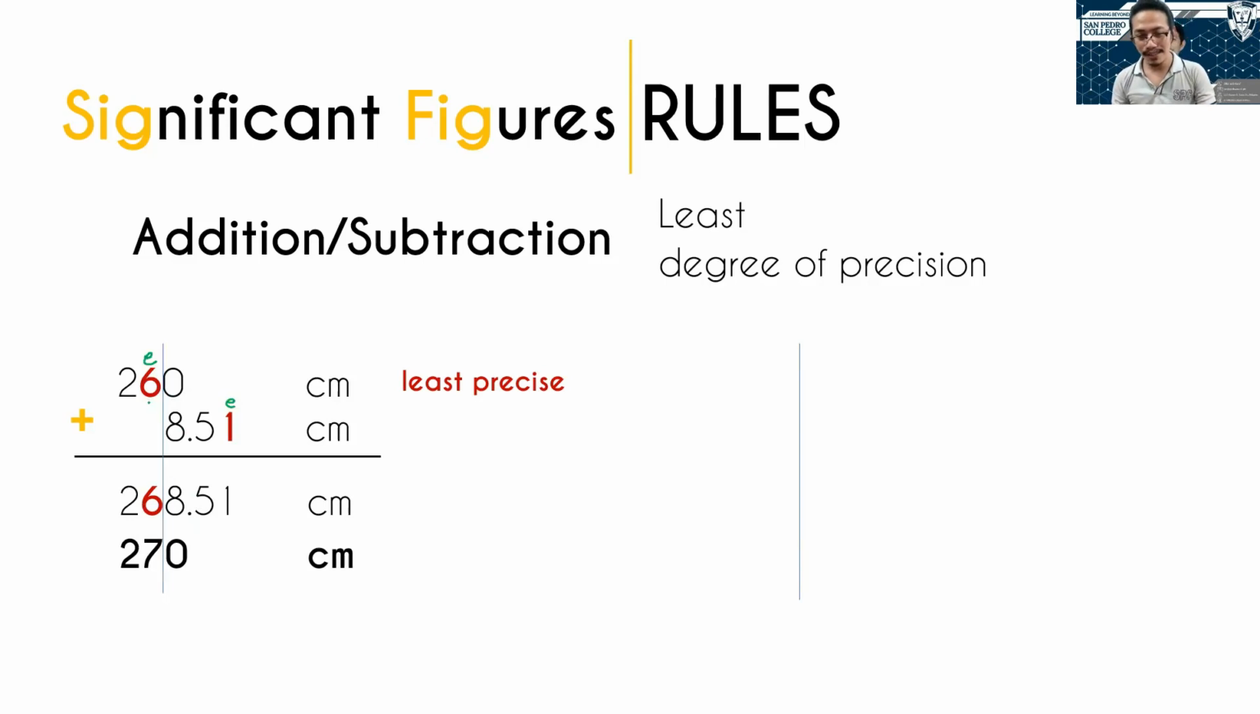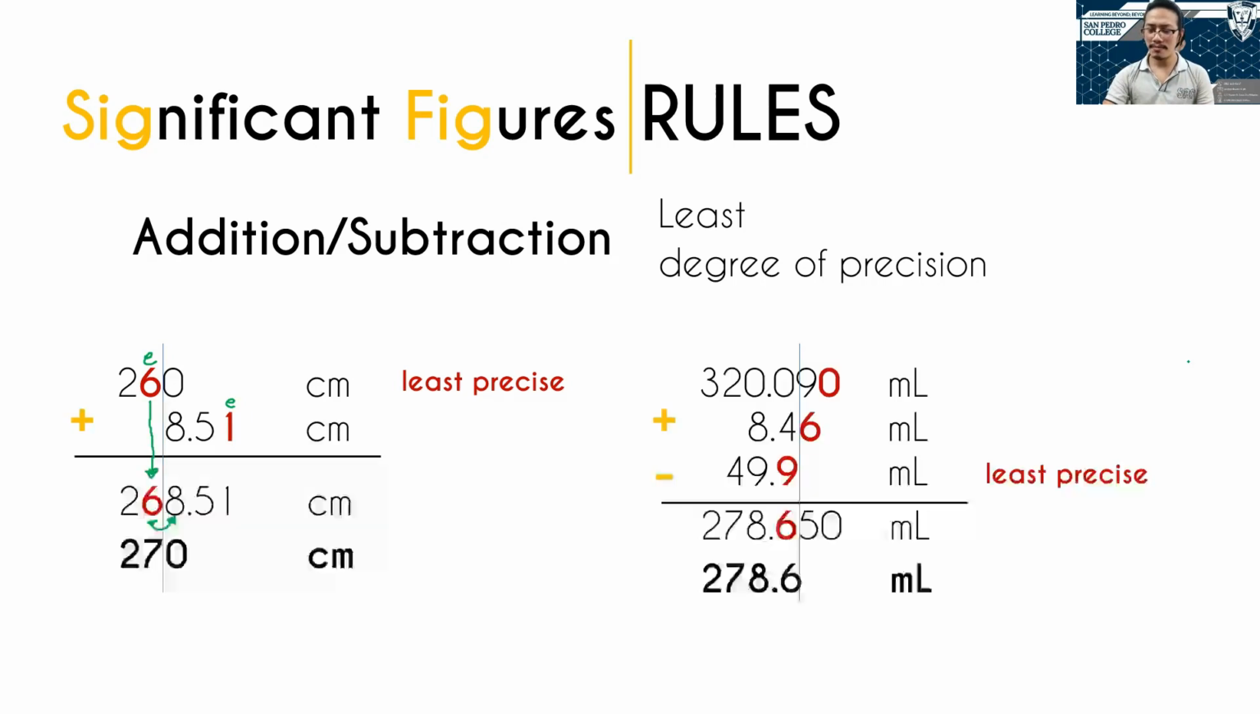So again, take note of the farthest estimate to the left. Ano ba yung farthest? Si 6. So dapat align siya kay 6. Align natin, ayun. So that means our answer must be until 6 only. Okay? So look at the digit after 6. That's 8. So that's greater than 5. So round up. So that's why 270 centimeters. Questions? Dali lang, no? So just identify the farthest estimate to the left.